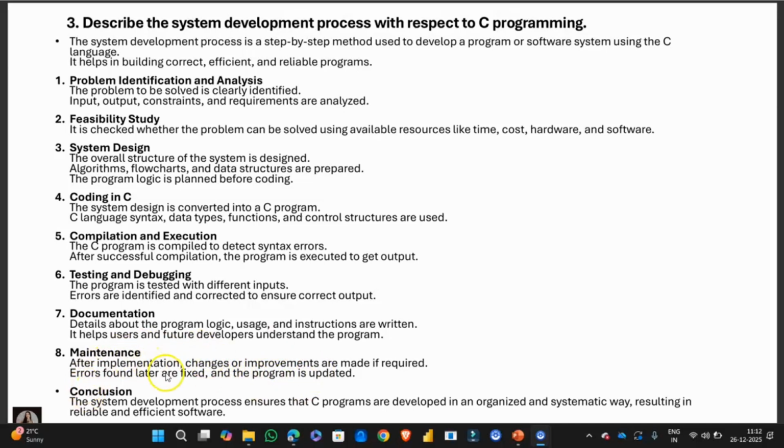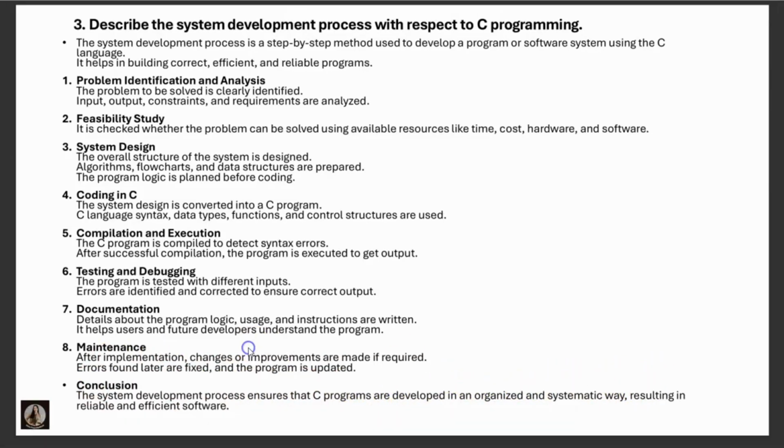The conclusion is that the system development process ensures that C programs are developed in an organized and systematic way, resulting in reliable and efficient software. Clear? These are all the steps involved in the system development process in C programming.